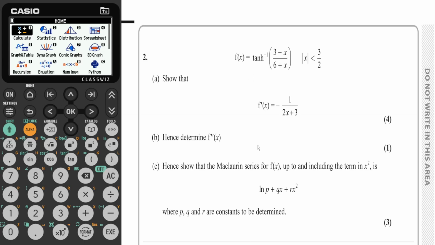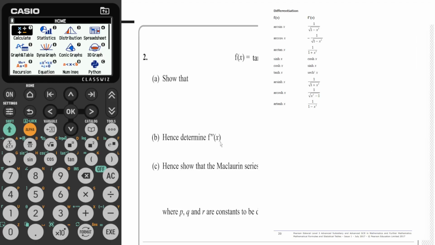Question number 2. f of x is equal to the inverse hyperbolic tan of (3 subtract x) over (6 plus x), where the mod of x is less than 3 over 2. Part A. Show that f dash of x is equal to negative 1 over 2x plus 3. If we take a look at the formula book, in the differentiation section you can see the differential of the inverse hyperbolic tan of x is equal to 1 over 1 subtract x squared.